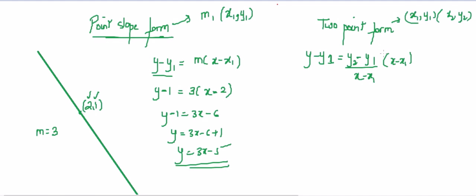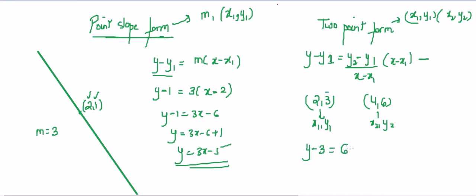Now let me take one example. It says find the equation of a straight line which passes through two different points, which are (2, 3) and (4, 6). So what we need to do is, first I name this x1, y1, and this x2, y2, and just put these values in the equation. So y minus y1, which is 3, equals y2 minus y1, so y2 is 6, y1 is 3, x2 is 4, x1 is 2, times x minus x1, so x minus 2. Y minus 3 equals 3 divided by 2, times x minus 2.